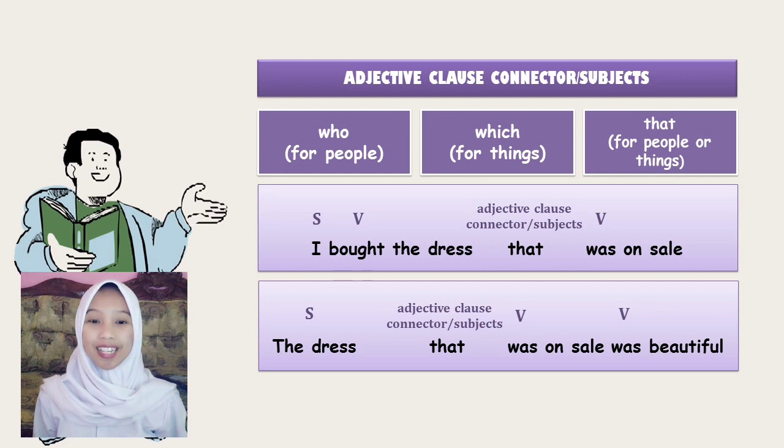Okay guys, need to remember, you can notice that in these sentences, the word that serves two functions at the same time. It is the subject of the verb was, and it is the connector that joins two clauses. So, the adjective clause that was on sale describes the noun dress.